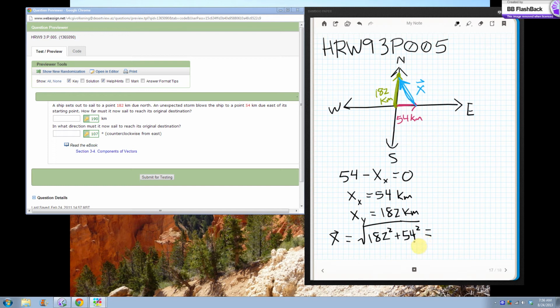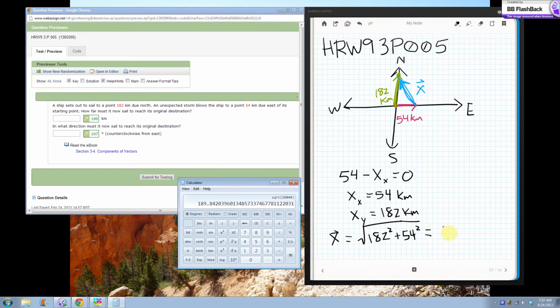And I plug that into a calculator. And according to my calculator, I get 189.84. So I'm going to round it to 189.8 kilometers. Notice over here, the answer that WebAssign wants is 190. So if I put 189.8, that's good. It will take that.